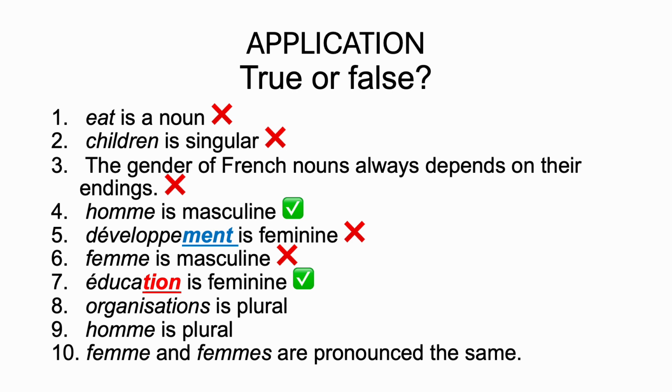Organisation is plural. This is true. You have a final S. Careful. Remember that this final S is silent. Homme is plural. This is false. There is no final S, so we assume this is singular. And finally, femme and femmes are pronounced the same. This is true. Remember that the plural S in French is silent.